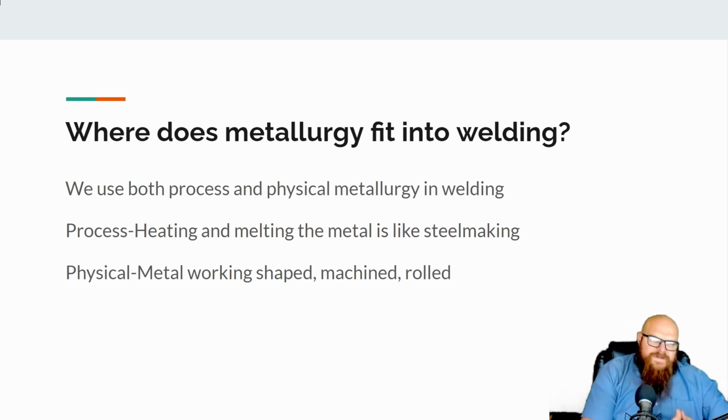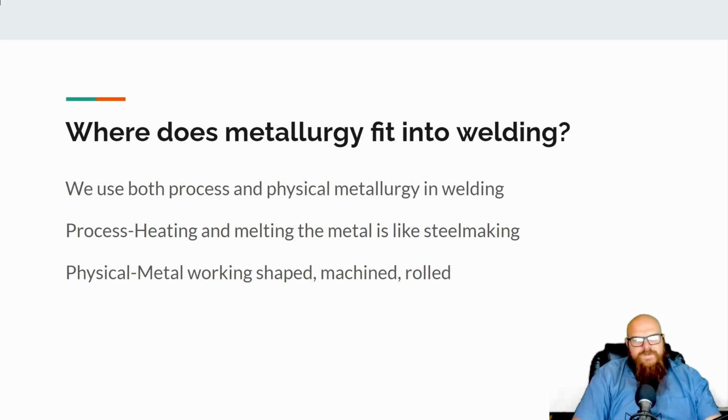Ideally, most of the time we use the same base metal within that. If we're doing a fusion process weld, we are going through and actually changing that steel a little bit. But we're also using the physical stuff as we're doing metalworking, shaping, machining, rolling, changing those things into different shapes. We're also using those properties of metal and combining those things together. So we do a little bit of that.